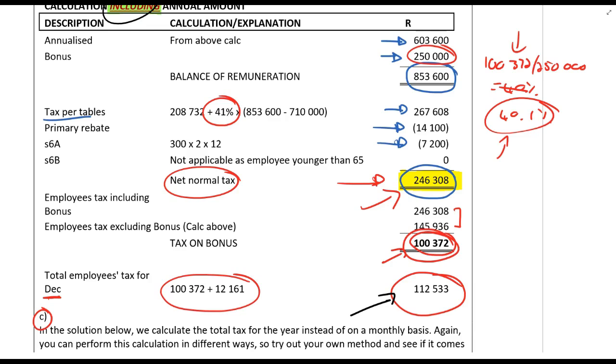Right, so guys, compare these different examples to each other, and that is employees' tax.